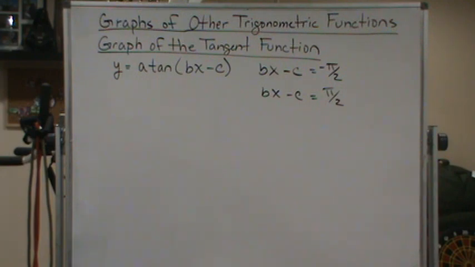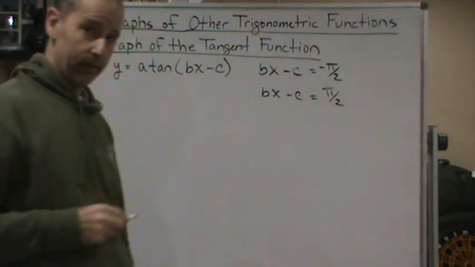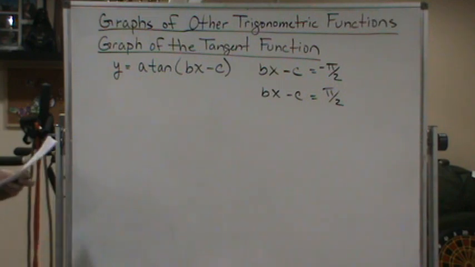Now, the period of the function is the distance between two consecutive vertical asymptotes, right? We know in general that the period is pi. But in general, remember, the period is going to happen between two consecutive vertical asymptotes. That is going to be the period.